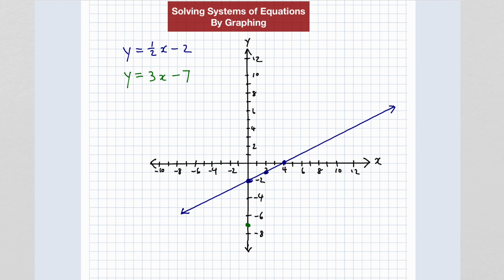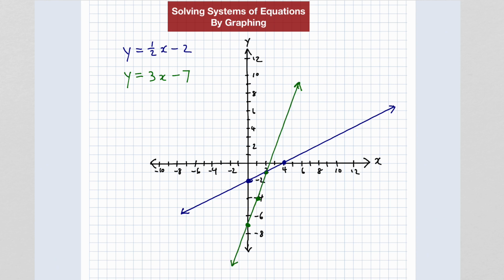So starting from the point that we just plotted right here, we're going to rise 3, 1, 2, 3, and then run to the right 1. So we'll plot a point right there. And let's go ahead and do another rise over run. So from this point, we're going to rise 3, 1, 2, 3, and then run to the right 1. So it's going to land right there. Okay, and we go ahead and draw a straight line.